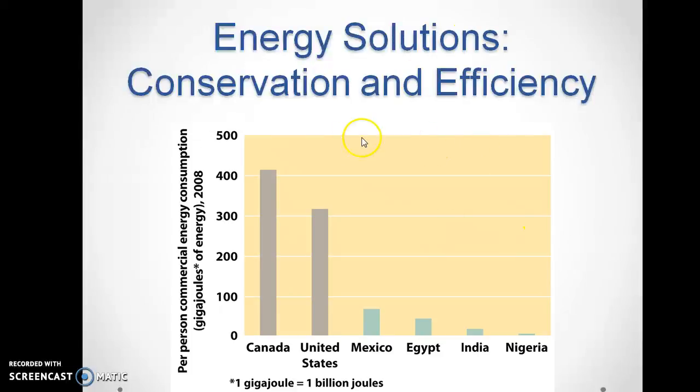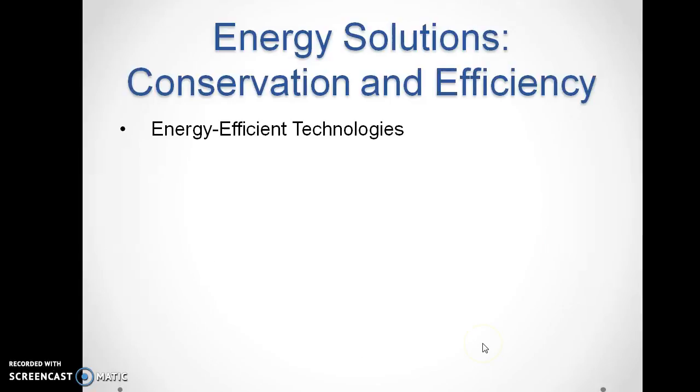So again, I showed you this before. This was the per person energy consumption. Developed countries have a much higher per person than the moderately developed and the developing countries.